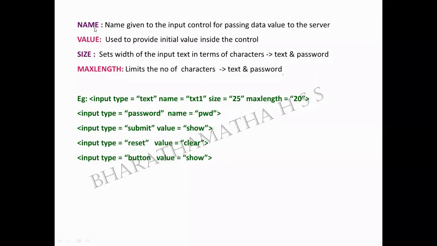Initially these are not required, but when you move on to the 6th chapter, you will need all of these. This plays a vital role. When you create a box, you can give it a unique name. For that only you have your name attribute. Next is value, used to provide an initial value inside the control, a starting value. For that only you have your value attribute.